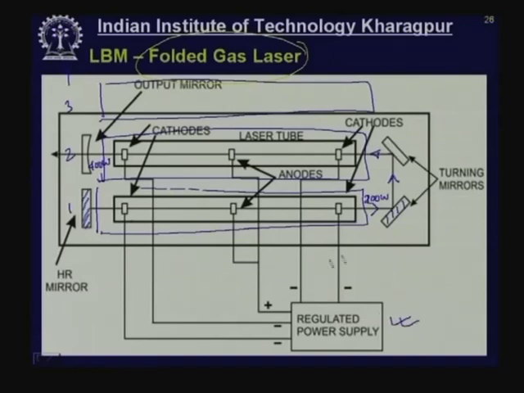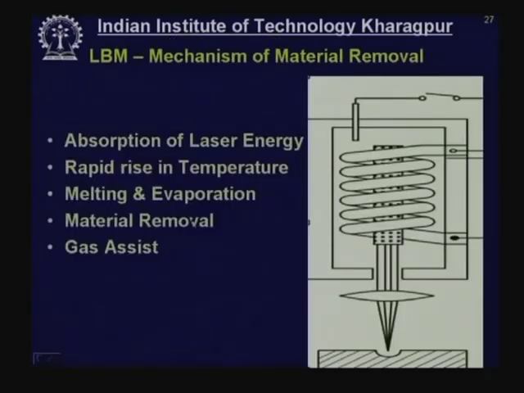Here the gas flow lines have not been shown, but we have gas flow lines as well. And ultimately, you have an output mirror. Here only 2 fold has been shown, but here you can build lasers which are 5 fold, 6 fold and increase the total power from the gas laser. Now, what is the mechanism of material removal?